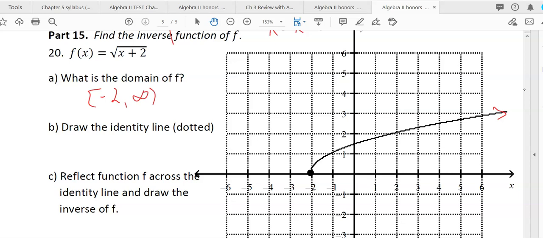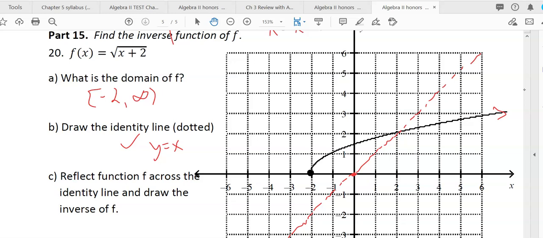Draw the identity line. That's always the line y equals x. It has a slope of 1 and a y-intercept of 0, so it should cross right there. It's supposed to be a dotted line, looks something like that. So I draw on the identity line. It's always the line y equals x, always. Slope of 1, y-intercept of 0.